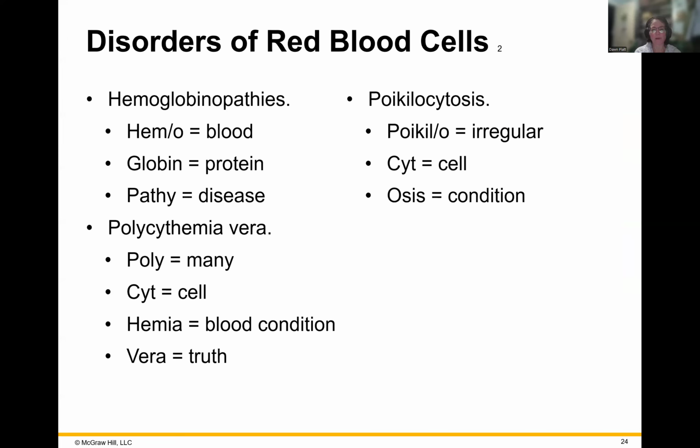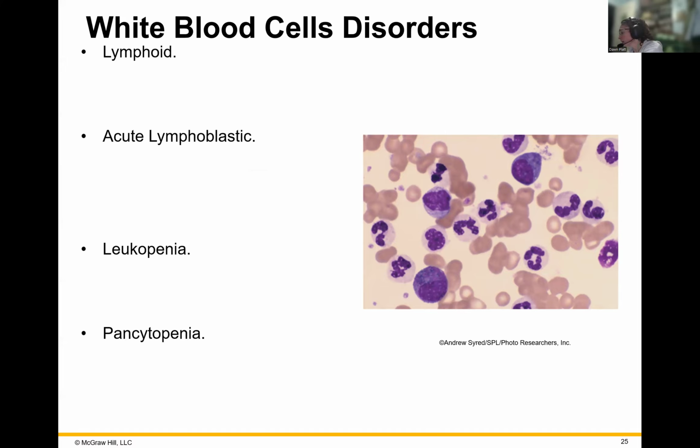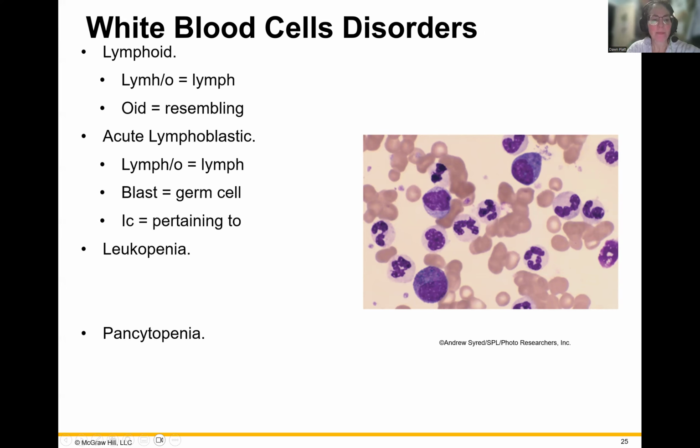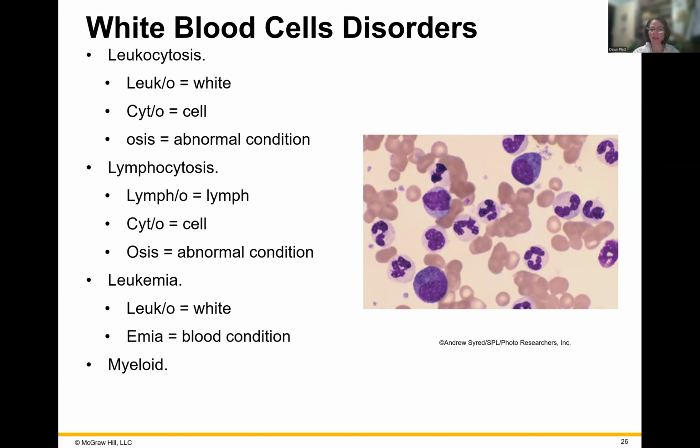Some other disorders of the red blood cells, these are some long terms. And if you break them down, you'll be able to figure out what the meaning is. And obviously I have it right here for you. White blood cell disorders: lymphoid, acute lymphoblastic, leukopenia, and pancytopenia. Leukocytosis, lymphocytosis, leukemia, and our final one is myeloid.